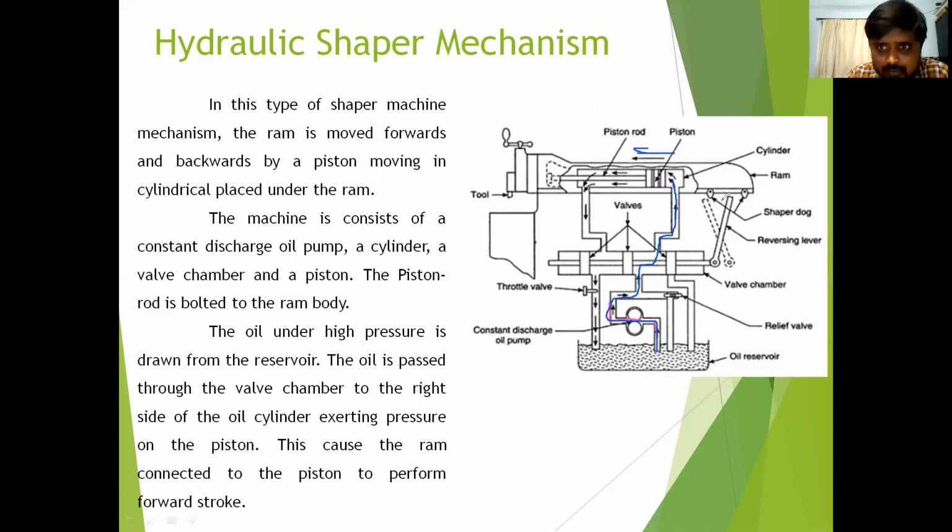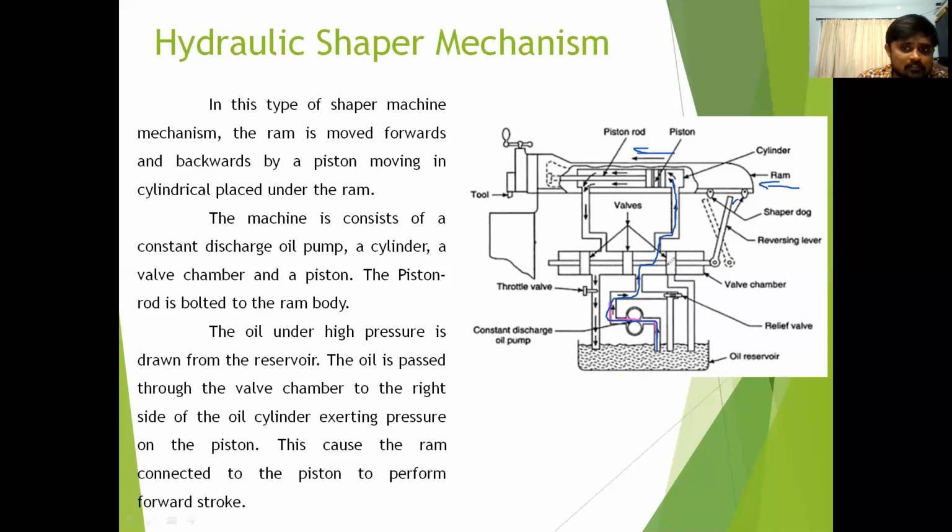Let's say, for example, if you observe, this is the reversing lever, and this is the shaper dog. When the ram moves in this direction, after completion of some distance, the shaper dog will hit this reversing lever. Immediately, the entire valve will change and get the complete reverse operation. That means once the shaper dog hits the reversing lever, the forward stroke is going to be completed. You have to go for the return stroke. Automatically the piston will move in the reverse direction.